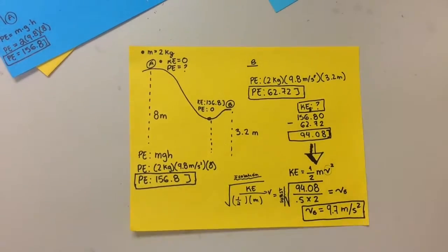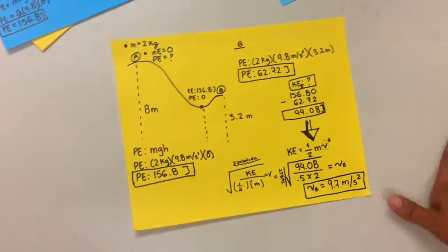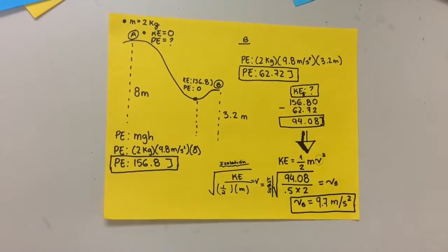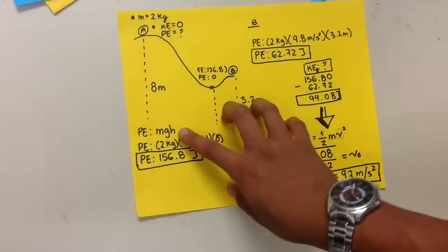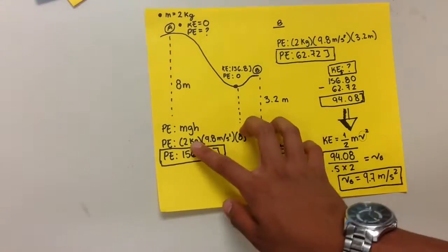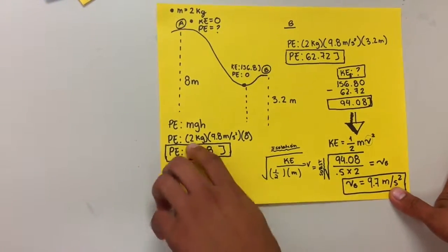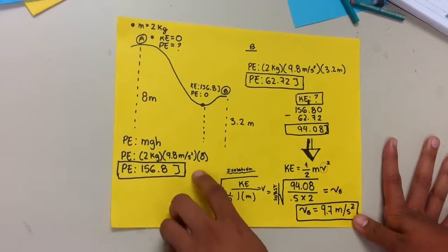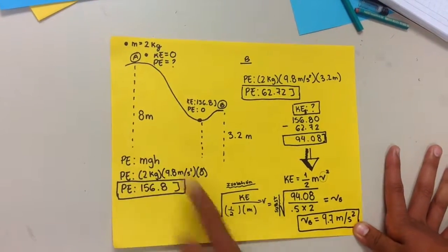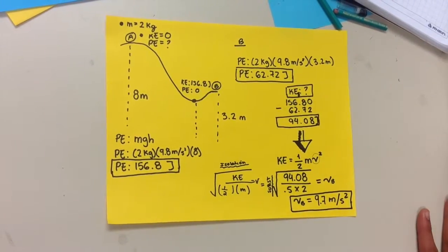So first we take the segment A to B, and we have the kinetic energy at the highest point, that is 0 because there's no movement, and we don't know the potential energy. So we use the formula potential energy equals mass times gravity times height. We have the mass, 2 kilograms, the gravity, 9.8 meters over second squared, times the height, 8 meters, and we multiply and we get 156.8 joules.